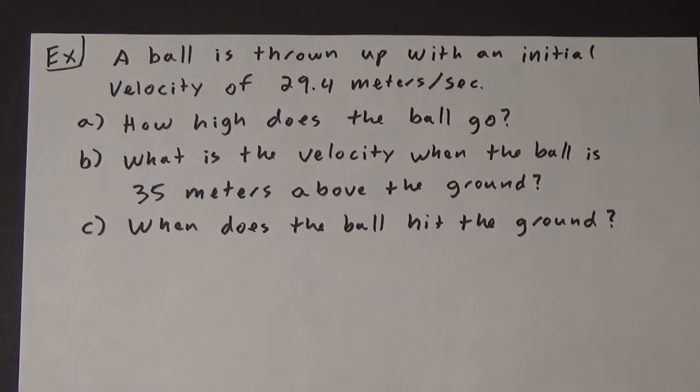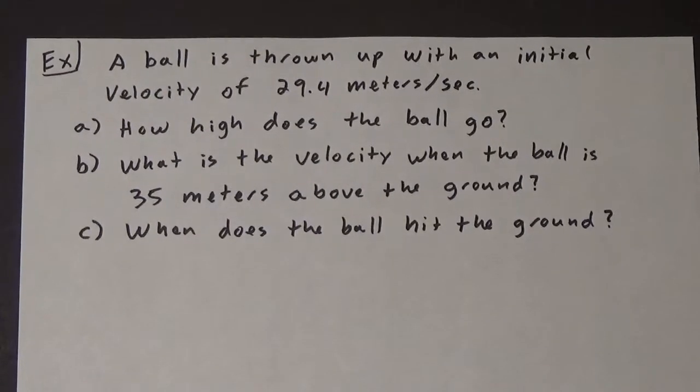Let's look at another example of a free-falling body problem. A ball is thrown up with an initial velocity of 29.4 meters per second. So let's solve for the following three things. A, how high does the ball go? B, what is the velocity when the ball is 35 meters above the ground? And C, when does the ball hit the ground?